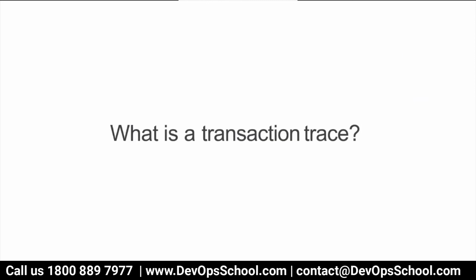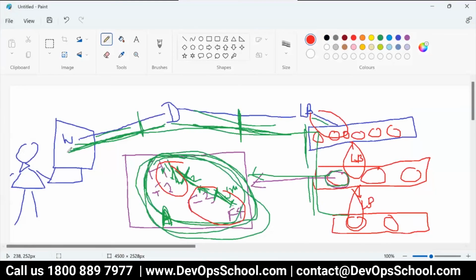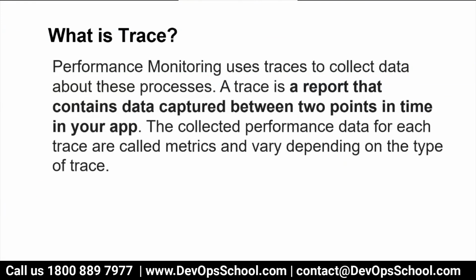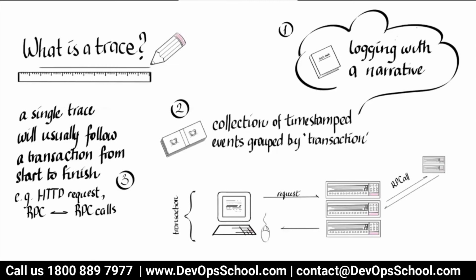So what is a transaction trace? Transaction, I told you, means everything. But trace means this one trace, this one trace, this one trace, like that. Here, performance monitoring uses traces to collect data about processes. A trace is a report that contains data captured between 2 points in time in your app. The collected performance data for each trace are called metrics and vary depending on the type of trace. A single trace will usually follow the transaction from start to finish.